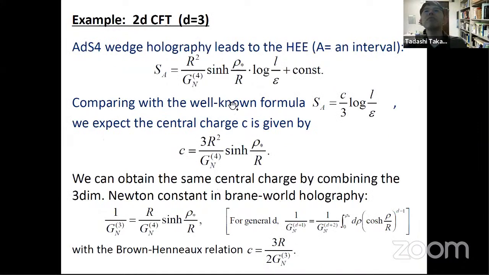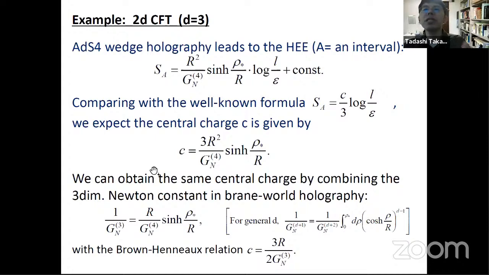It precisely agrees with the structure of a D-1 dimensional conformal theory. And in 2D CFT, we can calculate with also the detailed coefficient. It's related to this rho star, which is also the tension of this brane. And from this, we can compare this with the well-known formula of c/3, and we get a central charge given by rho star. And actually, this is consistent with this 3D Newton constant, which is realized in this brane-world holography I just briefly explained. And also we can combine this with the Brown-Henneaux relation, which also explains this central charge.